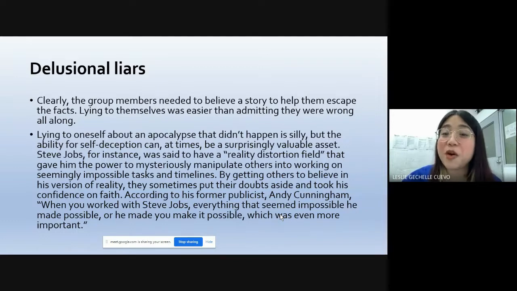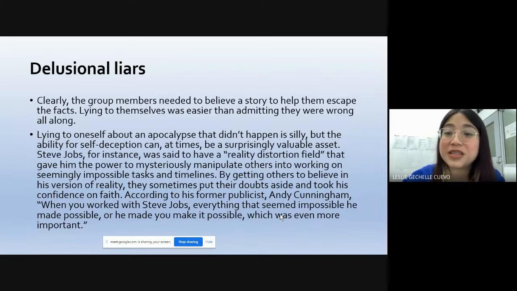Lying to oneself about an apocalypse that didn't happen is silly, but the ability for self-deception can at times be a surprisingly valuable asset. Steve Jobs, for instance, was said to have a reality distortion field that gave him the power to mysteriously manipulate others into working on seemingly impossible tasks and timelines. By getting others to believe in his version of reality, they sometimes put their doubts aside and took his confidence on faith. Basta nagtiwala lang sila dun sa mga sinasabi ni Steve Jobs na kaya niya yan, kaya niyong gawin ang imposible kahit sa maikling panahon, magagawa niyo yung task ninyo.